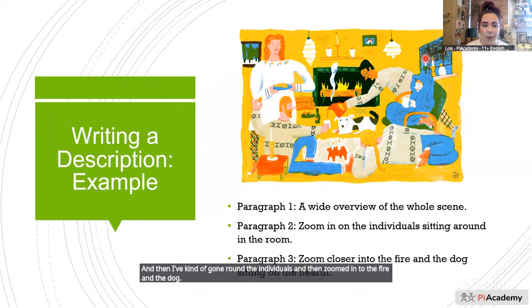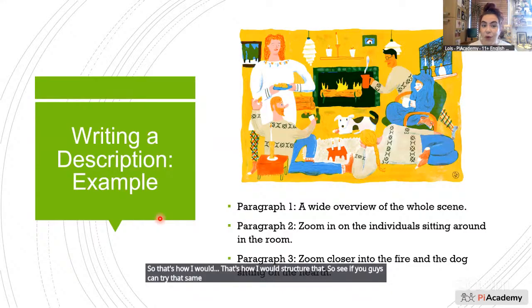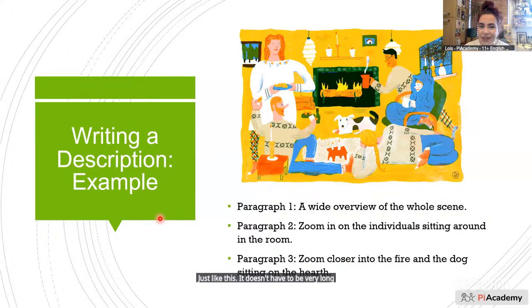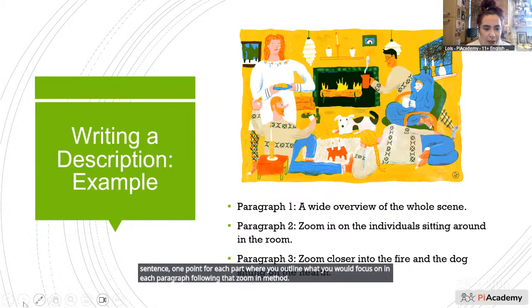So that's how I would structure that. See if you can try that same structure now. I'm going to give you another picture and see if you can write in the chat a short plan, just like this. It doesn't have to be very long. It can literally be 1 sentence, 1 point for each part, where you outline what you would focus on in each paragraph, following that zoom in method. So let me show you the picture.